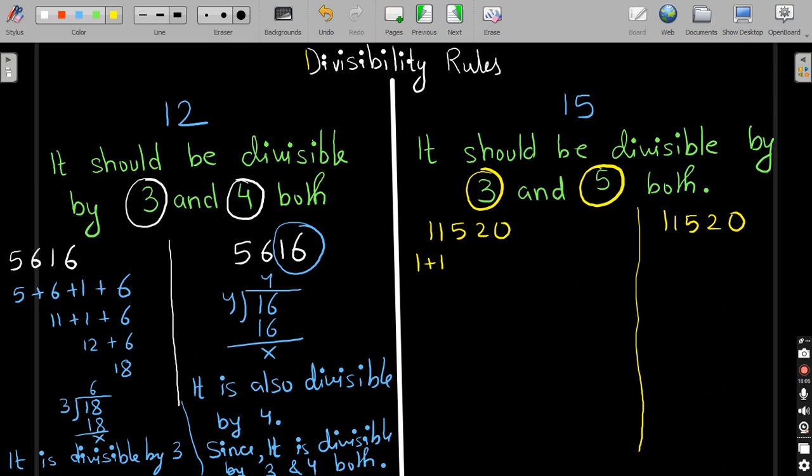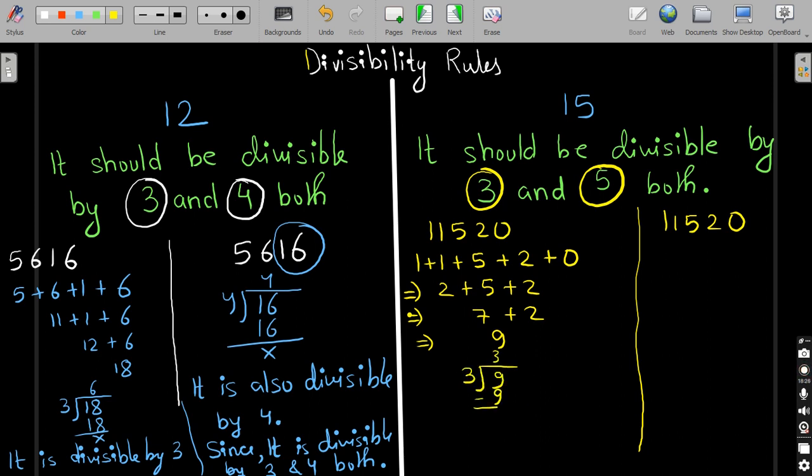So what is the divisibility rule of 3? Already I told, the sum of all the numbers should be divisible by 3. So let us check the answer. 1 plus 1, 2, 2 plus 5, 7, 7 plus 2, I got 9. So let us check whether it is divisible by 3. Yes, 3 threes are 9. Remainder nil. So I can say it is divisible by 3.